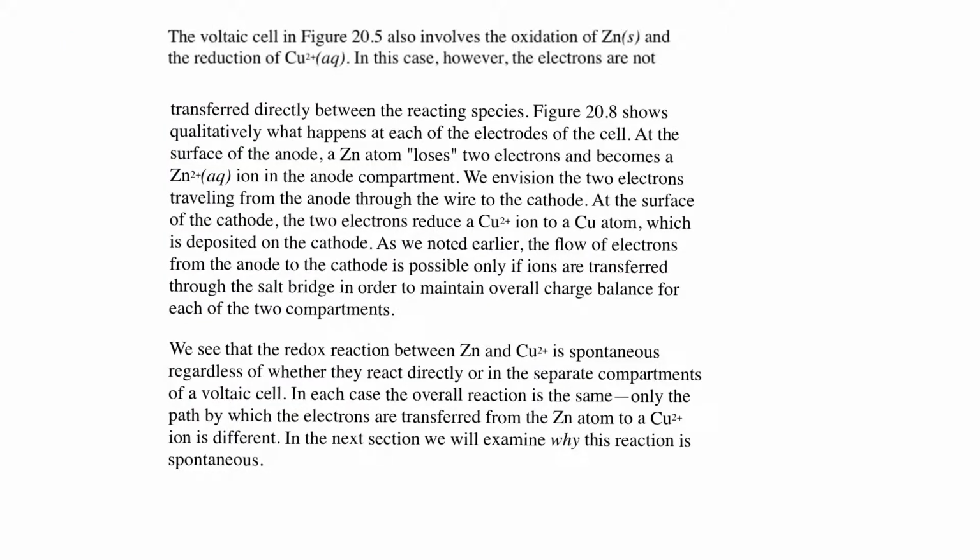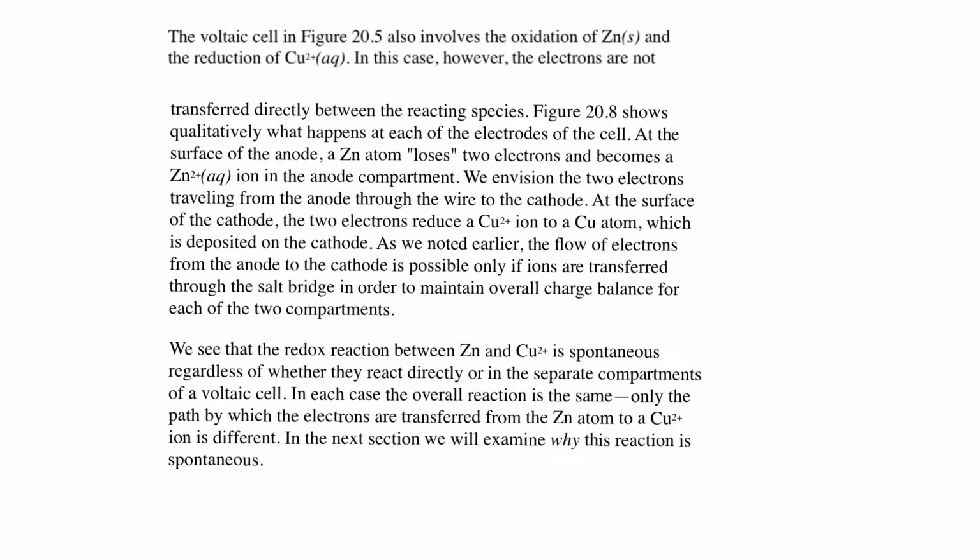The voltaic cell in Figure 20.5 also involves the oxidation of zinc solid and the reduction of copper-2 ions. In this case, however, electrons are not transferred directly between the reacting species. Figure 20.8 shows qualitatively what happens at each of the electrodes in the cell. At the surface of the anode, the zinc atom loses 2 electrons and becomes a zinc-2 ion in the anode compartment. We envision the 2 electrons traveling from the anode through the wire to the cathode. At the surface of the cathode, the 2 electrons reduce the copper-2 ion to a copper atom, which is deposited on the cathode.